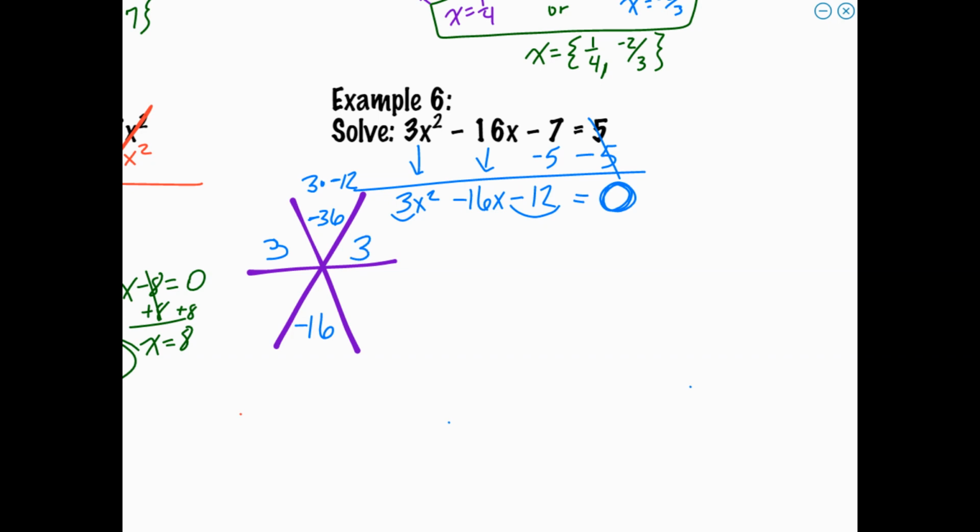Okay, 3 and 3. So now I'm trying to figure out what my 2 missing things are. I need them to multiply together to give me this number at the top and add to give me this number at the bottom. What does the top number being negative tell me? One's going to be positive and one's going to be negative.